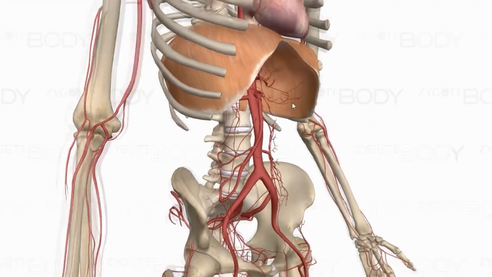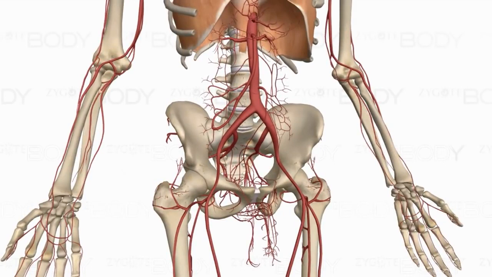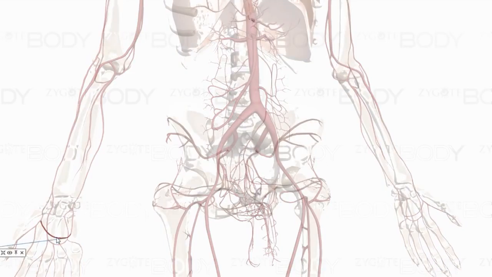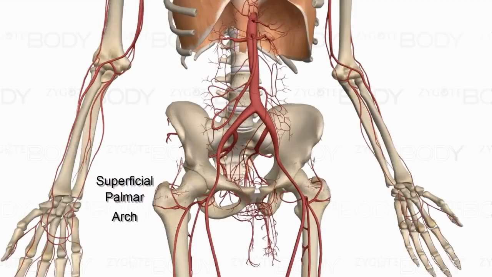And as we move down a little bit farther, of course, on the thumb side, we're going to have our radial artery, and on the little finger side, our ulnar artery. And those then are going to form our deep palmar arch, and the superficial palmar arch. And those are going to contribute then to the digital arteries.